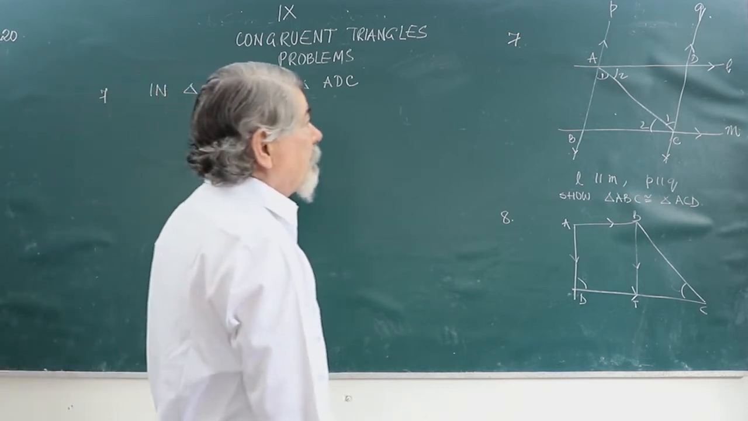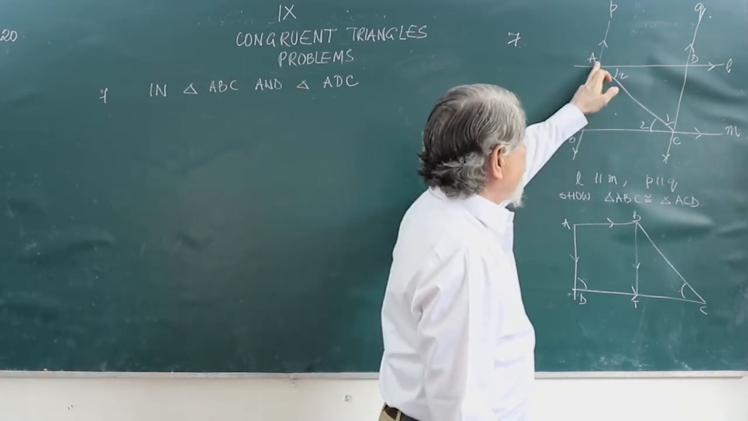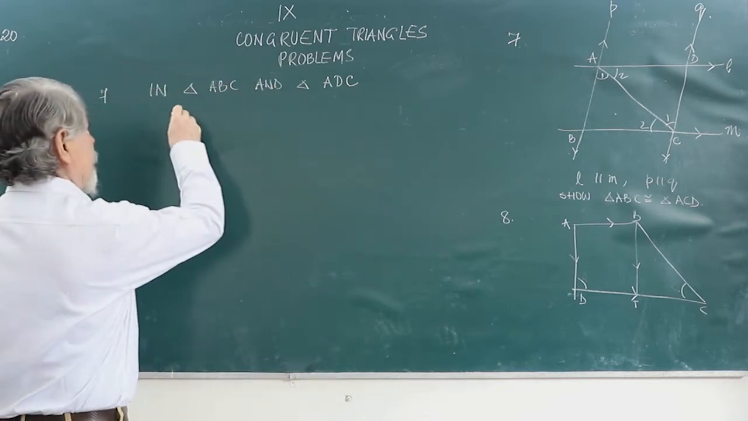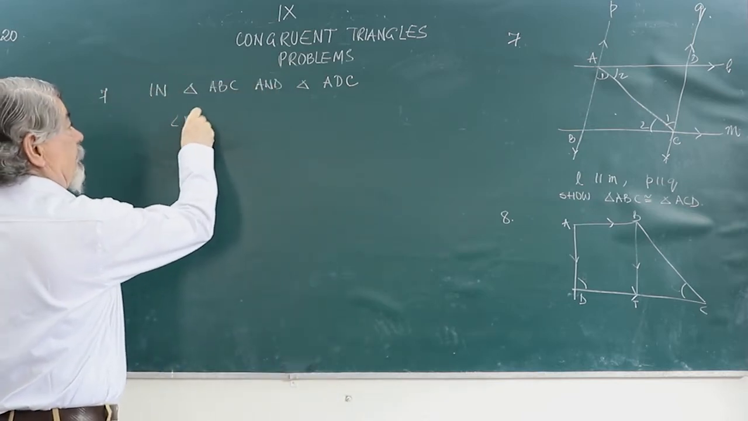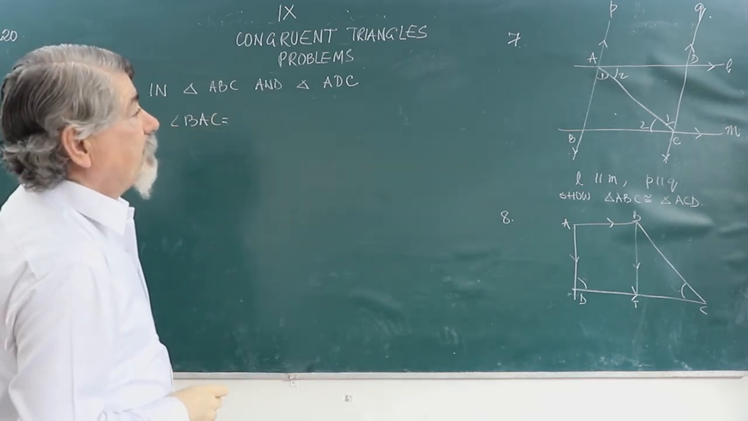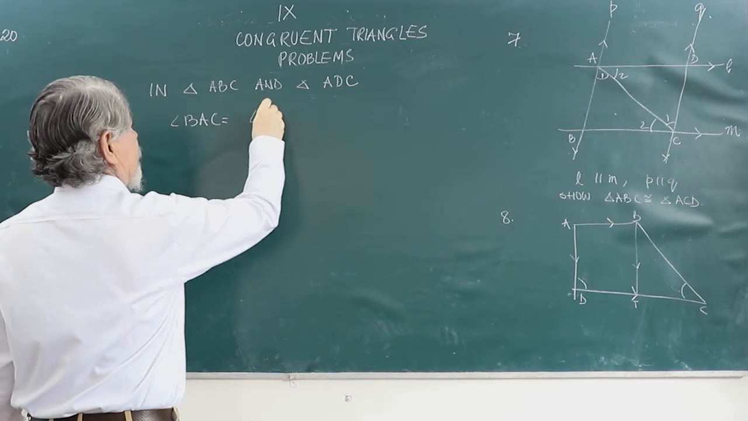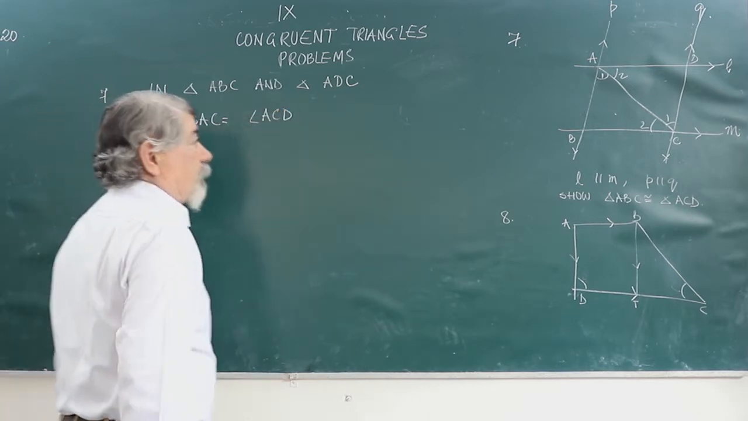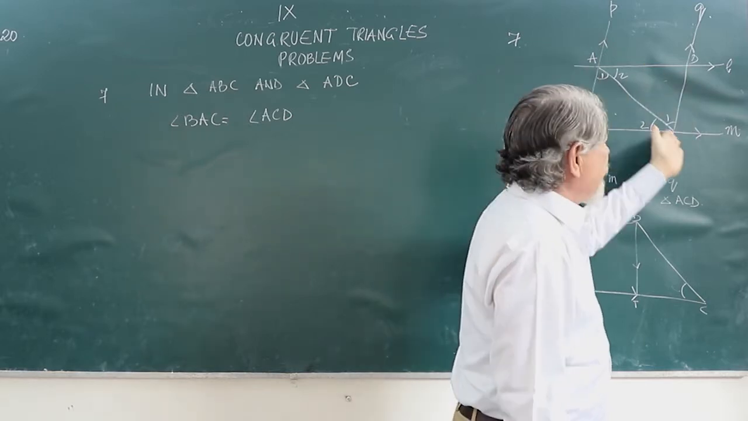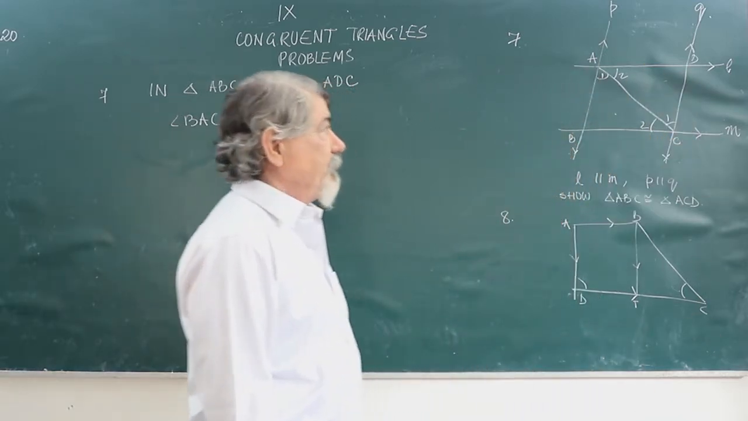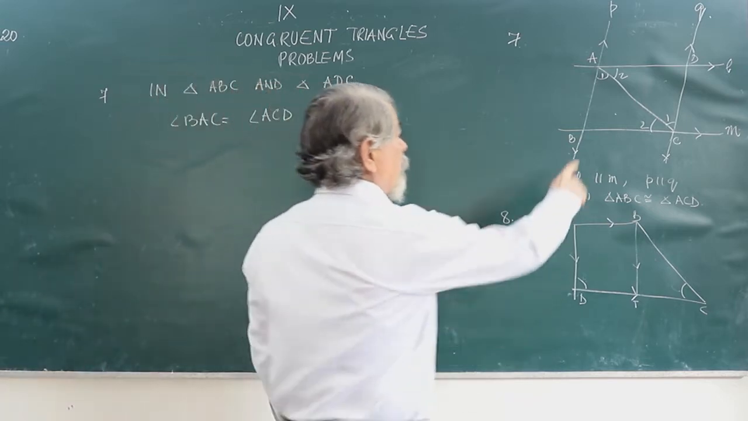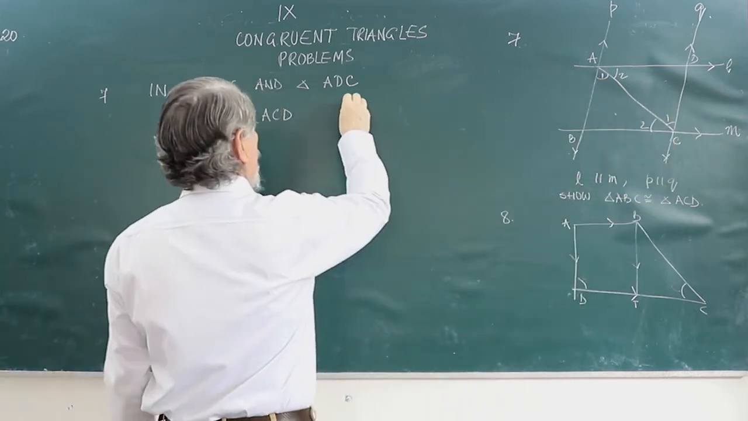I'll say that angle 1, like BAC, is equal to angle ACD. Why are they equal? Because this line P is parallel to Q and the transversal AC cuts them, so they make interior alternate angles, which are equal. So angle 1 is equal to angle 1, alternate angles.